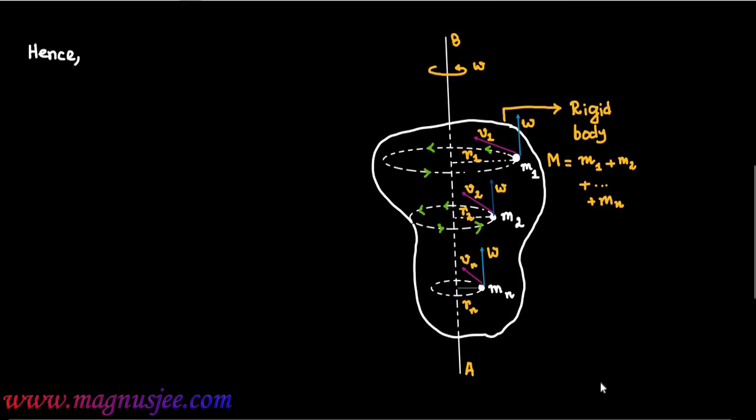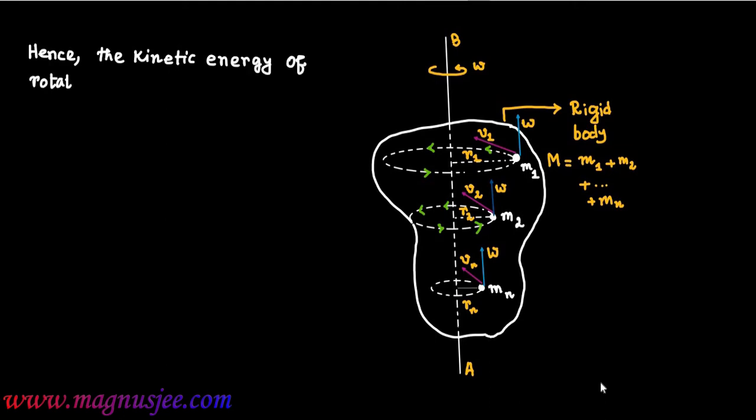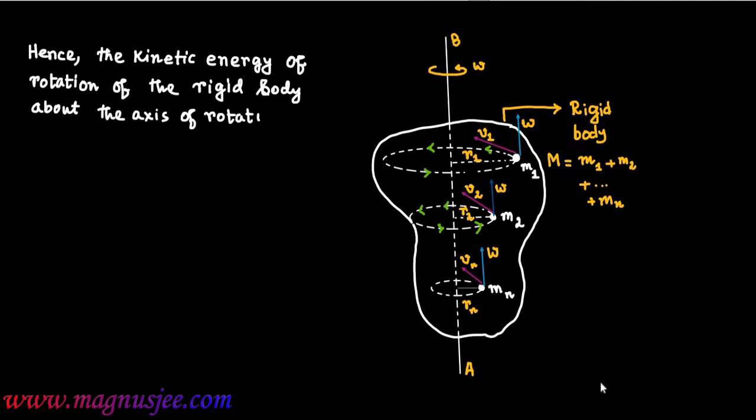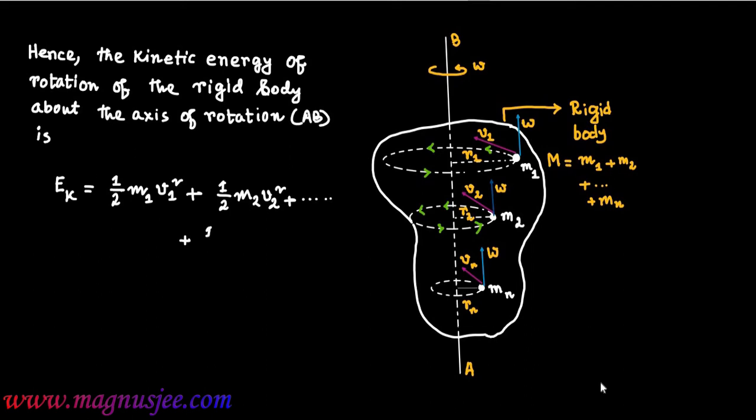Hence, the kinetic energy of rotation of the rigid body of mass capital M about the axis of rotation AB is given by Ek equal to half m1 v1 square plus half m2 v2 square plus dot dot plus half mn vn square.